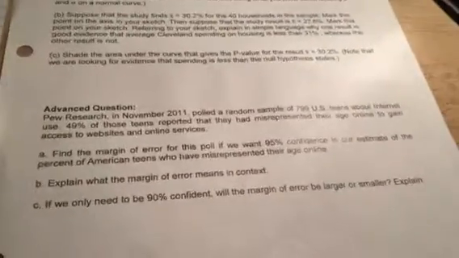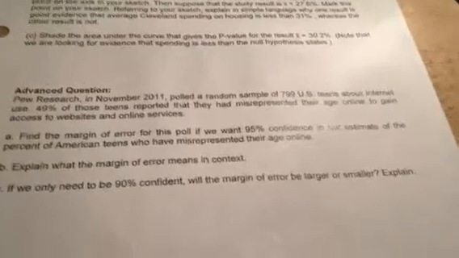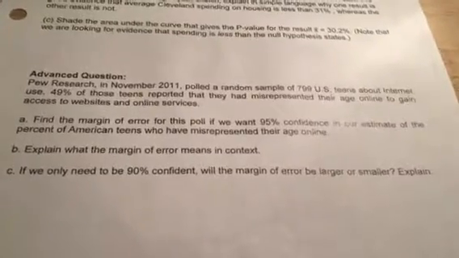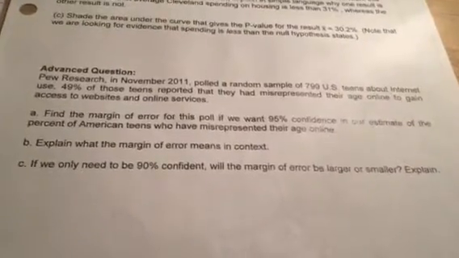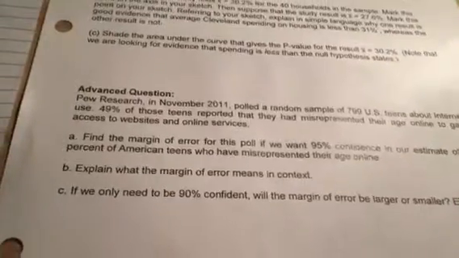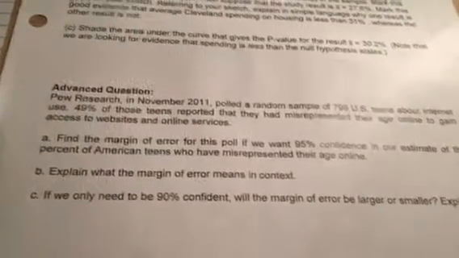This is Video 4, advanced question. The advanced question asks: Pew Research in November 2011 polled a random sample of 799 U.S. teens about internet use. 49% of those teens reported that they had misrepresented their age online to gain access to websites and online services. Part A is asking us to find the margin of error for this poll if we want 95% confidence in our estimate of the percent of American teens who have misrepresented their age online.